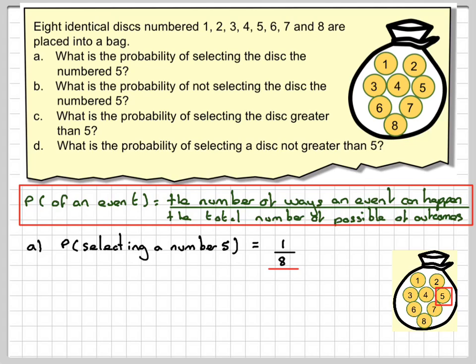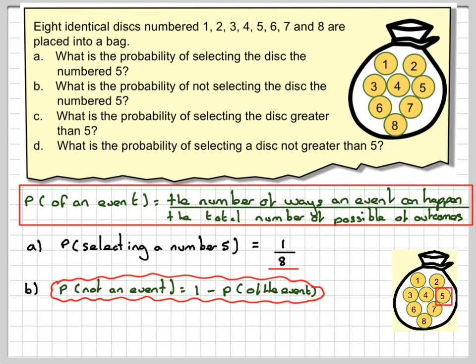Now, the probability of not selecting a number 5 comes from this idea. The probability of not an event is equal to 1 minus the probability of the event. So, if that is true, probabilities all add up to 1. For example, if I asked you the probability of getting a number from 1, 2, 3, 4, 5, 6, 7, 8, that would be 8 ways out of 8, which is 1. So the sum of all the probabilities of an experiment always adds up to 1.